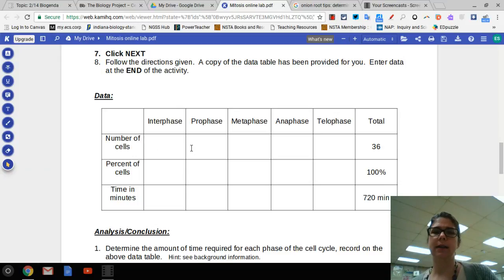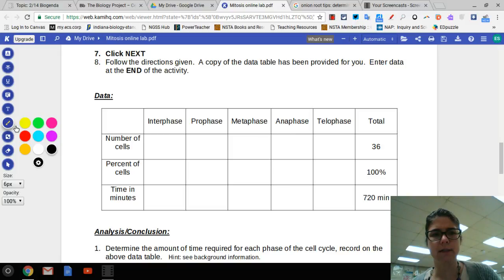So the data in this first row, number of cells, would be the data that you collected directly from the actual assignment. To get the percent of cells, I do have the formula up on the board in class, but I'm going to try to do this with a drawing. I'm using my touchpad, and I don't have an iPad or a tablet, so it's a little hard, but we'll try it first with that.